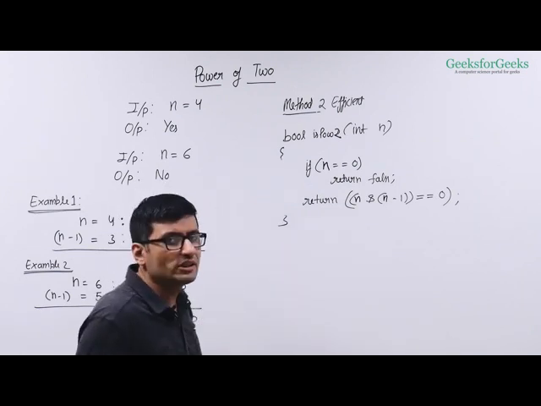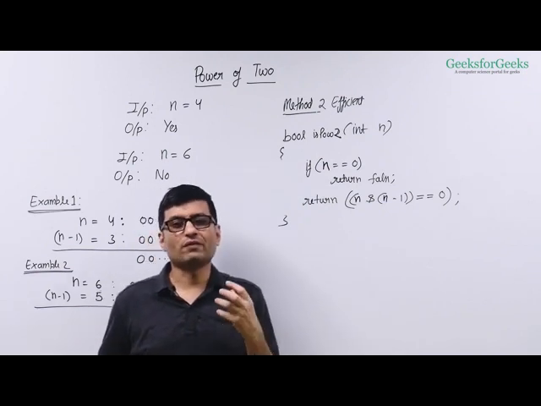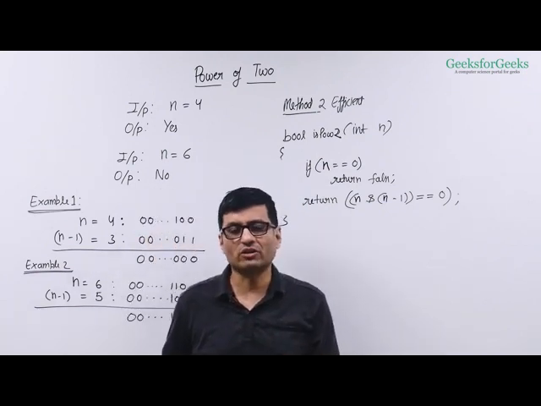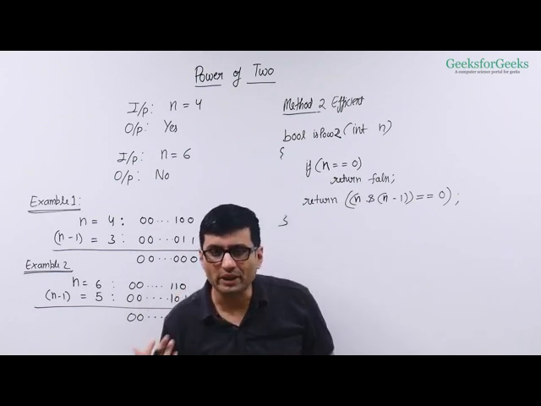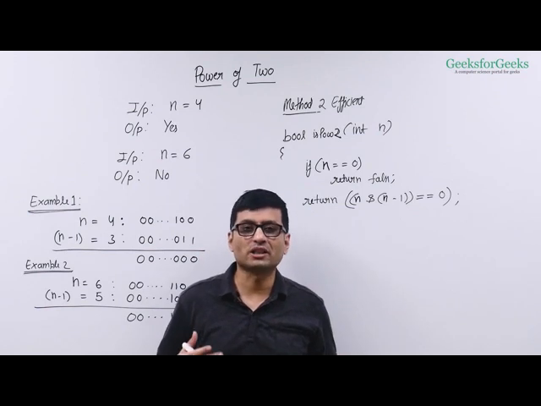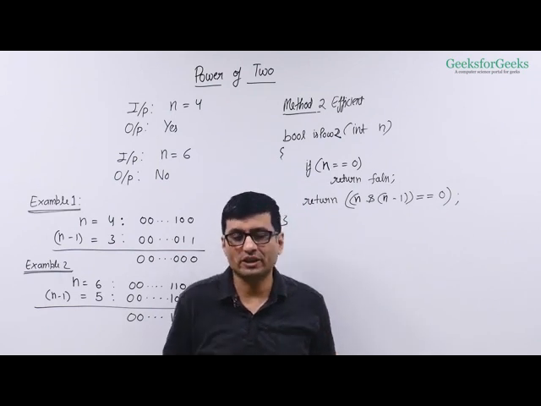So what you do is you unset the only set bit. And if your result becomes 0, then your number is power of 2. And if you unset a bit and if the resultant number has more set bits left, then your resultant number will not be 0. It will be some number greater than 0.